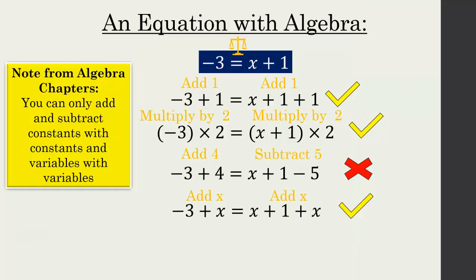And in particular, just be careful with multiplying. So you multiply everything on this side by a number. You have to multiply everything on this side by the same number. You can't just say, oh, I multiply x by 2. You have to do the whole side and the whole side over here as well.